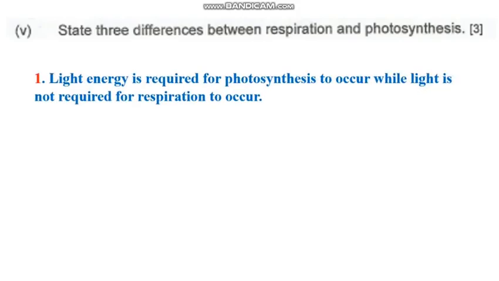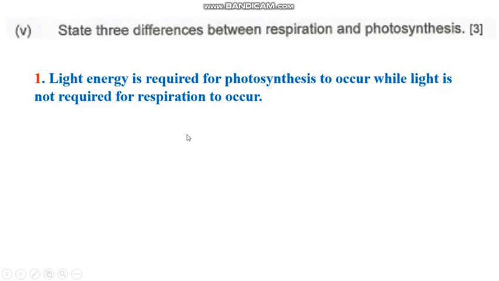So we now come to our question 5. Our question 5 reads, state 3 differences between respiration and photosynthesis. 3 marks. So the first difference that exists between photosynthesis and respiration is that when it comes to photosynthesis, light energy is required, while in respiration there is no requirement of what? Light energy. So that is our first difference. So we have said, number 1, light energy is required for photosynthesis to occur, while light energy is not required for respiration to occur.